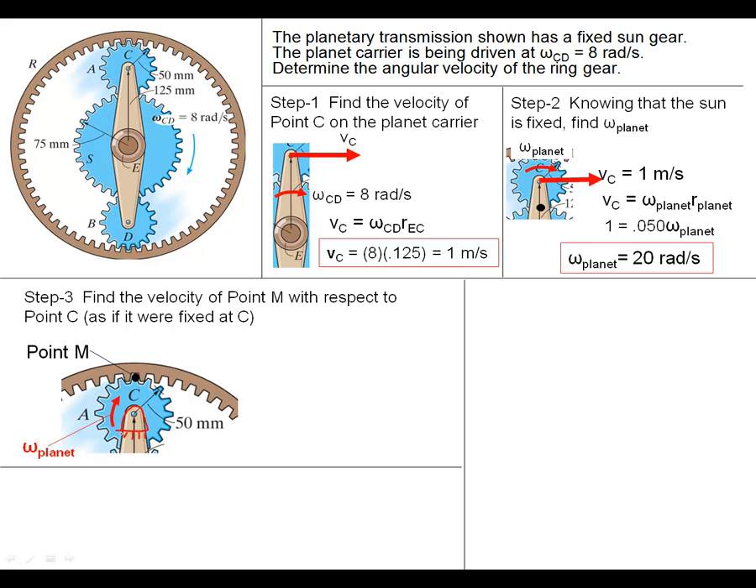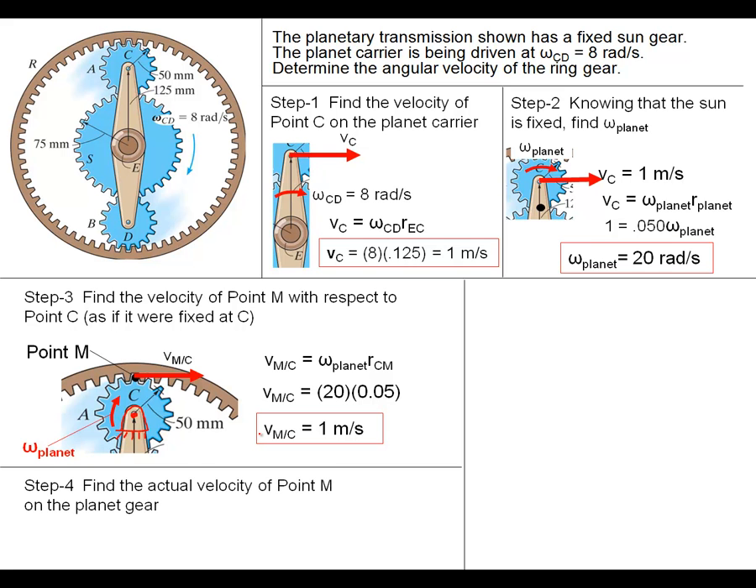If that were fixed and the planet gear were only rotating about this fixed center point C, could we find the velocity of point M, this velocity of M with respect to C, or in other words, the velocity of point M as if C were fixed? Well, of course, we can just do that by taking the omega of the planet, multiplying it by the radius, and we see that the velocity of point M, if C were fixed, would be 1 meter a second.